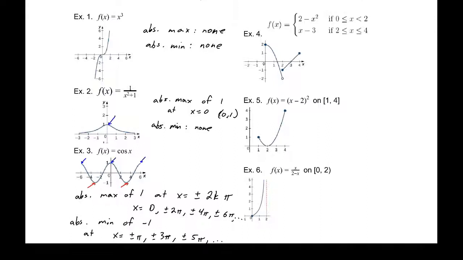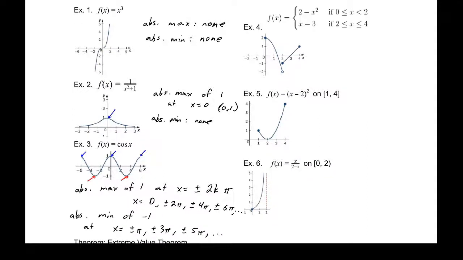Number 4. We have this function on the interval from 0 to 4, and it's a piecewise function. The absolute maximum occurs at this point right here. So an absolute maximum of 2 at x equals 0. And an absolute minimum? We don't actually have one. There's not a lowest value. So we have none there.